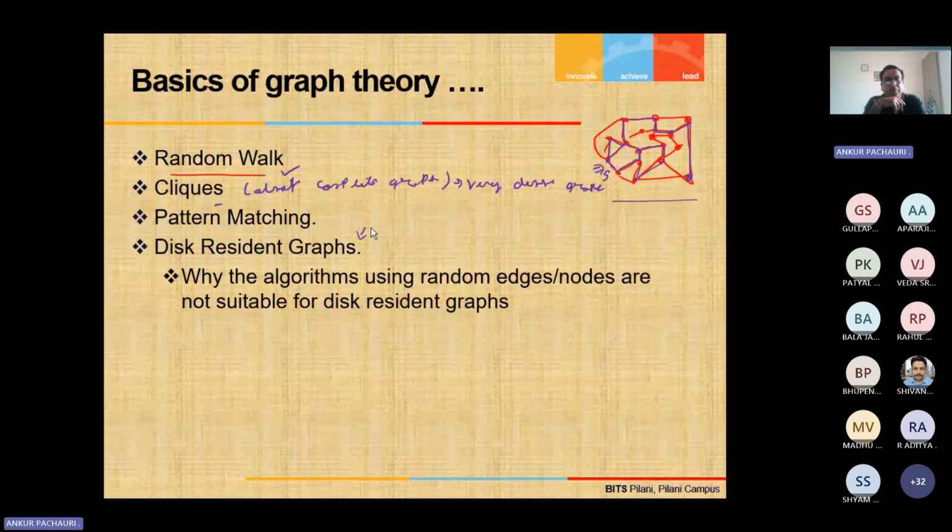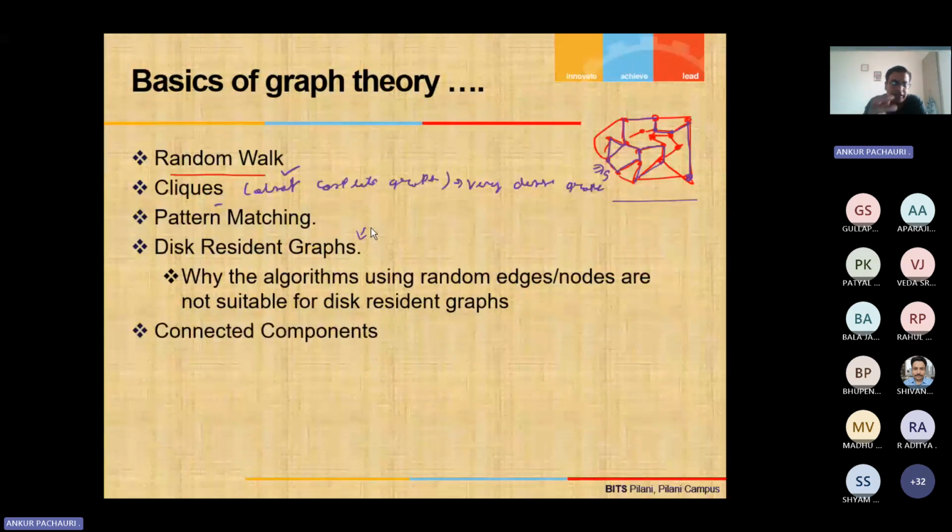Okay? So the algorithms using random edges or nodes are not suitable for this kind of graph because of high page faults. Every time a new part of the graph is required, it has to be fetched, and the rest of the graph has to be stored by connected component. If there are multiple parts of a graph, all those will be called components of a graph.